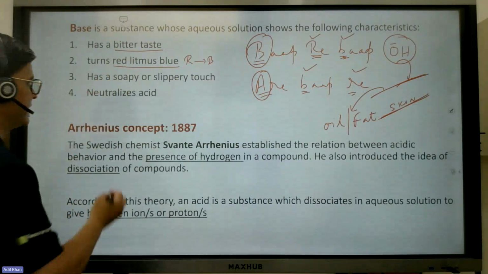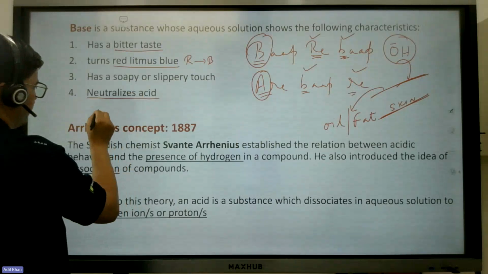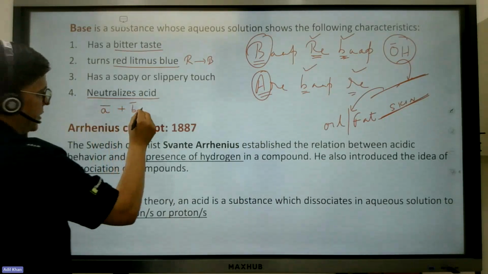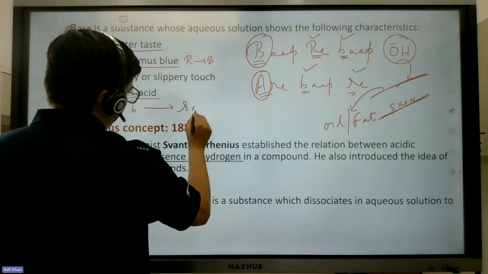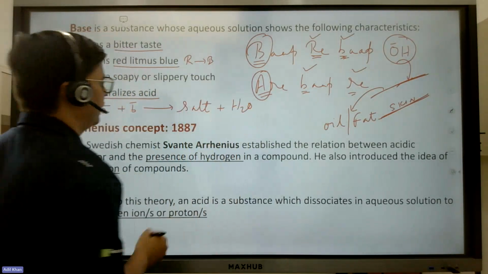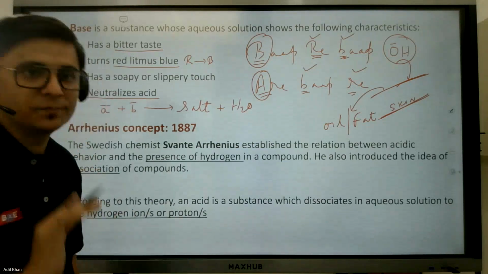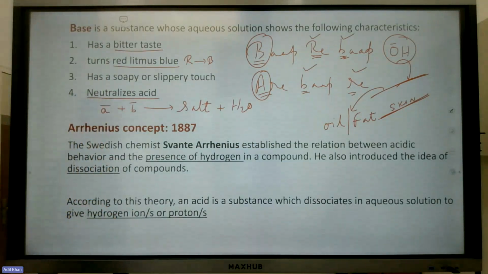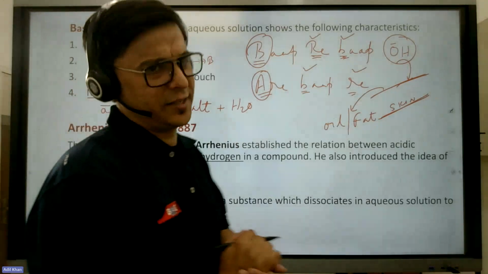And next, they neutralize acids. Just now we discussed the neutralization reaction. A means acid and B means base. When you treat them, they form two universal compounds, that is salt and water, H2O. Whether you are in India or anywhere, it will give salt and water. Correct answer. So this is with respect to the earlier concept of acids and bases.